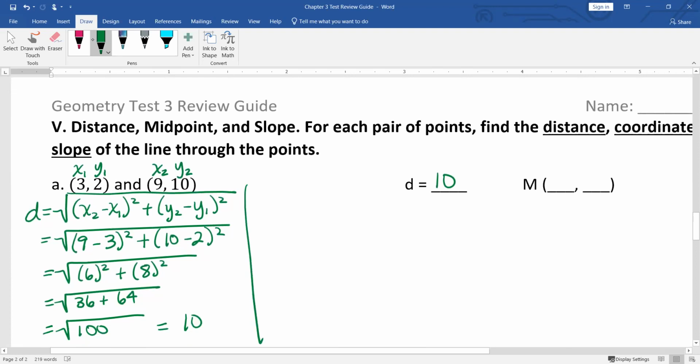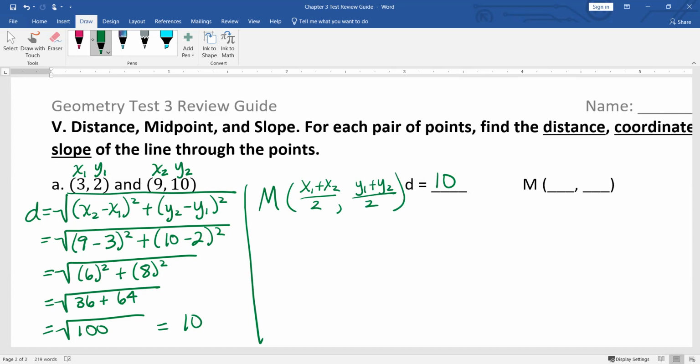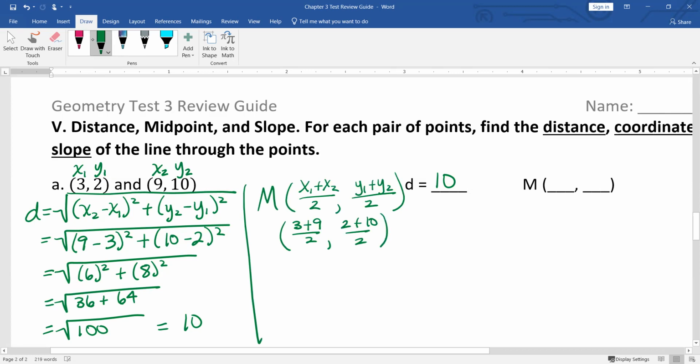Okay, so let's go ahead and move on to midpoint. I know my midpoint formula is x1 plus x2. It's just the average of the two endpoints. Create the coordinates for your midpoint. So again, we're just plugging it in. x1 is 3 plus 9 over 2. 2 plus 10 over 2. I think these end up being the same. 3 plus 9 is 12. 2 plus 10 is 12. So my midpoint falls at 6, 6.